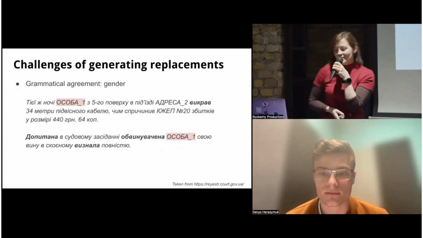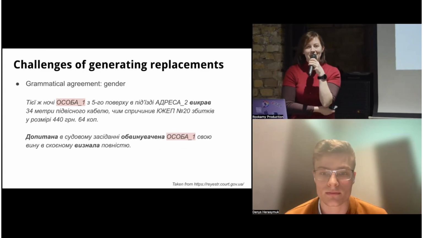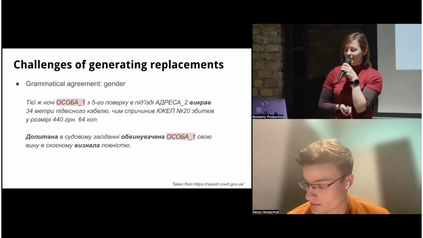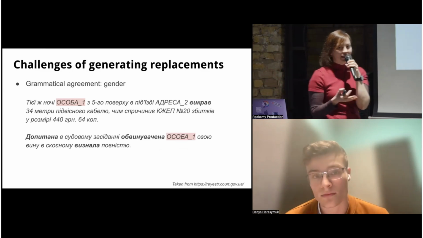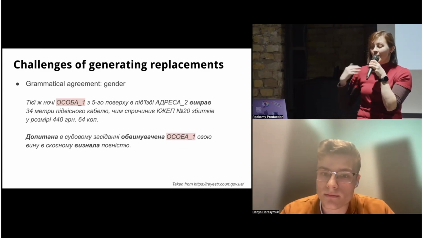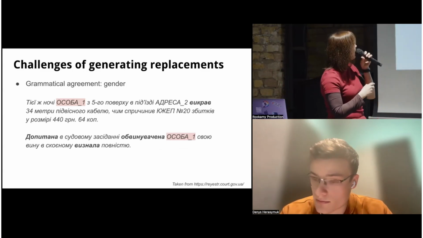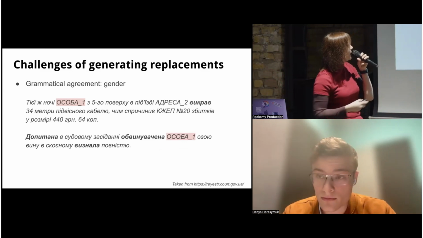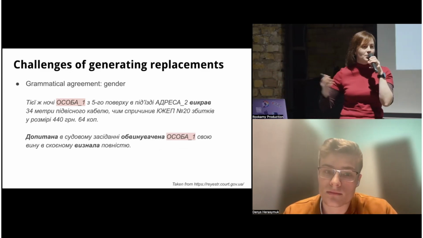And here I wanted to mention some of the challenges of generating replacements for the Ukrainian court decisions. First of all, Ukrainian is very different from English because it's a synthetic language and English is an analytical language, which means that in Ukrainian, for example, we have the grammatical category of gender, and a lot of the words in the sentence should agree with the gender.